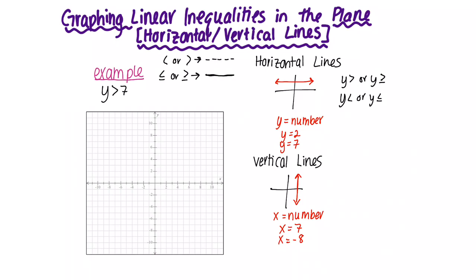In the case where you have y greater than, that means you're going to shade above. And in the case of y less than, you're going to shade below. For vertical lines, if you have x greater than or x greater than or equal to, you're going to shade to the right. And if you have x less than or x less than or equal to, you're going to shade left.